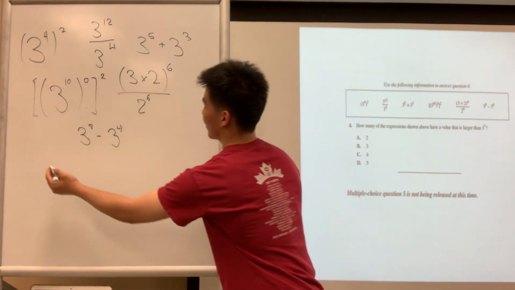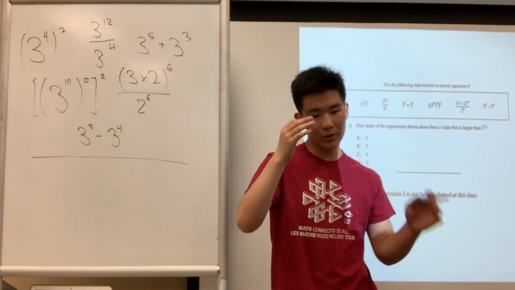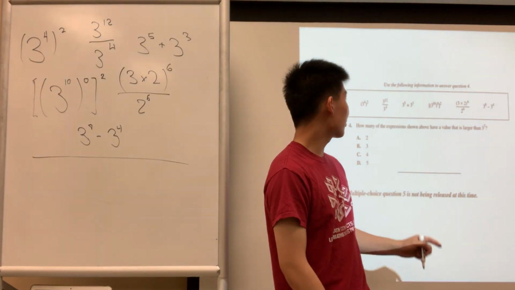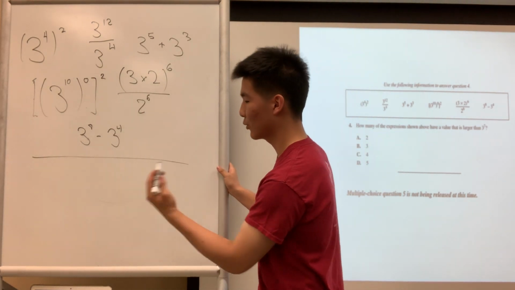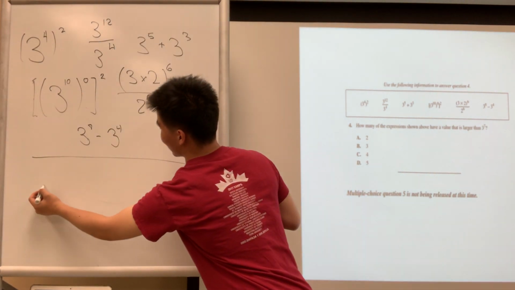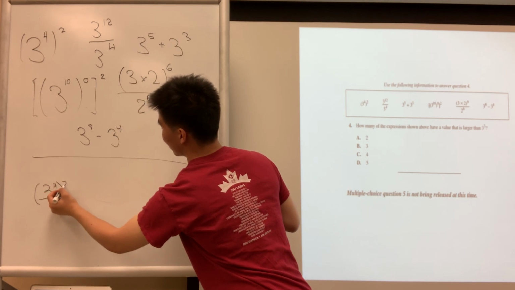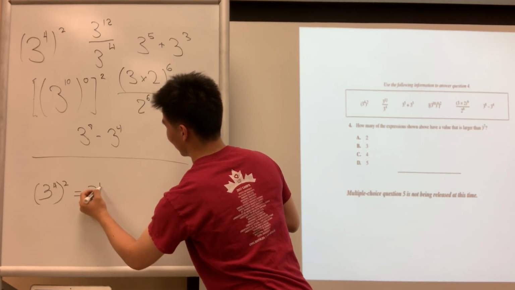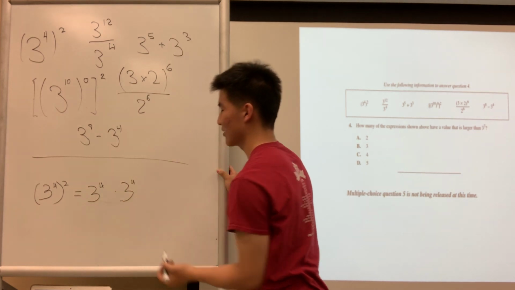So the first one, 3 to the power of 4 to the power of 2. So we remember our exponent laws. When we have that second exponent outside the parentheses, like we see in 3 to the power of 4 to the power of 2, we can just multiply the two exponents, right? Because you can think of it as taking the inside and multiplying it and taking the exponent of it, which is all it is.